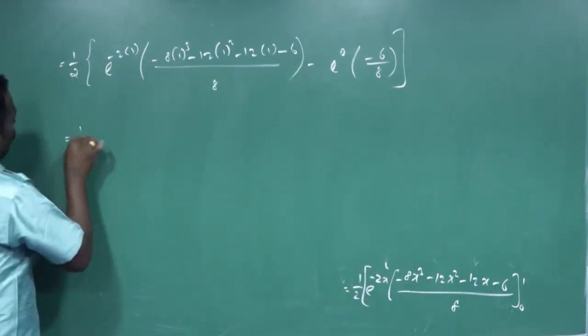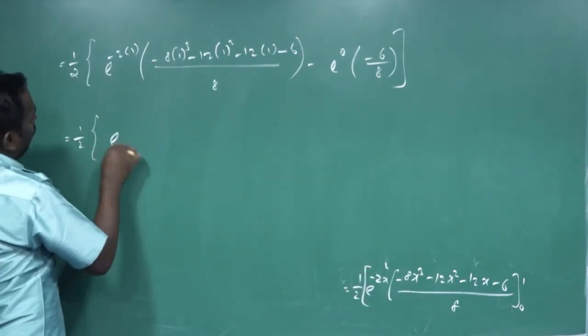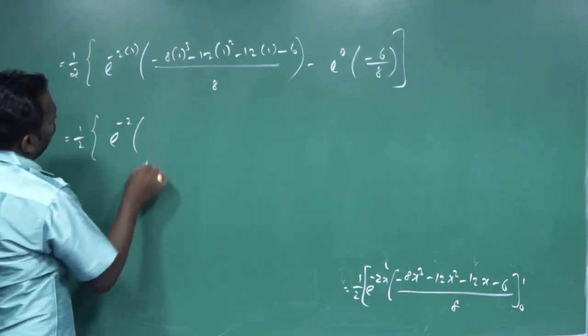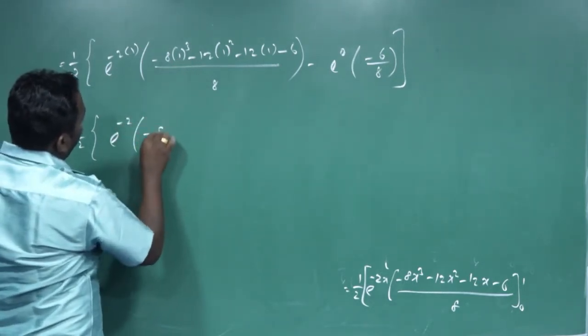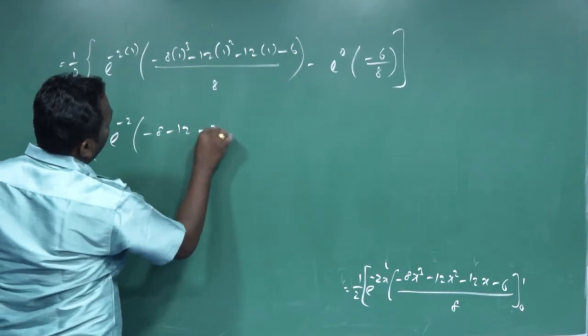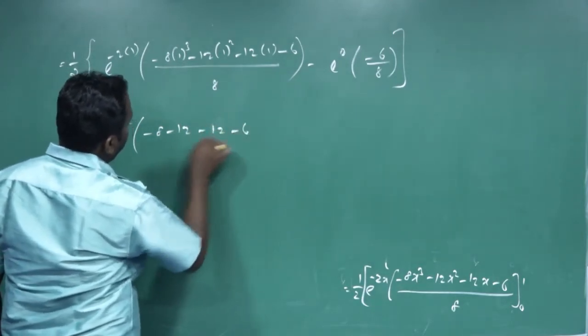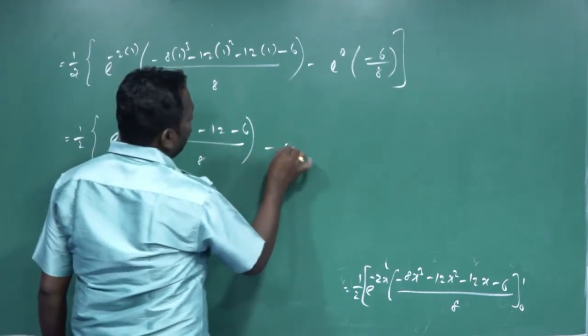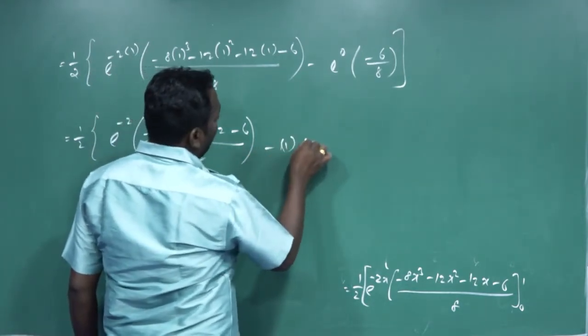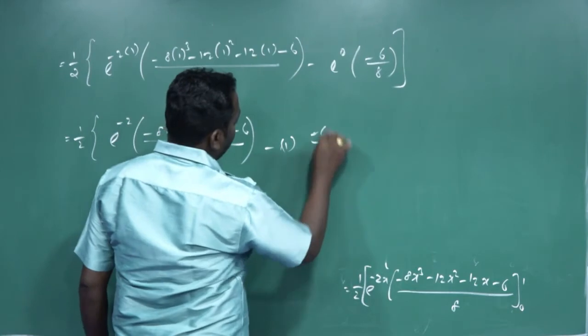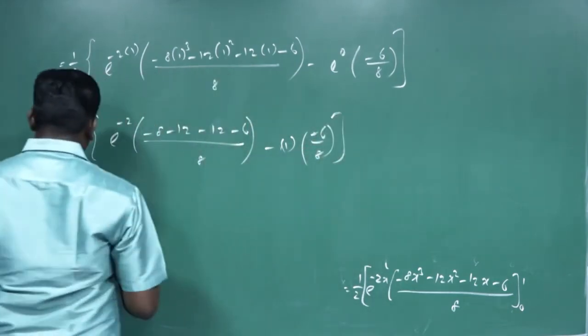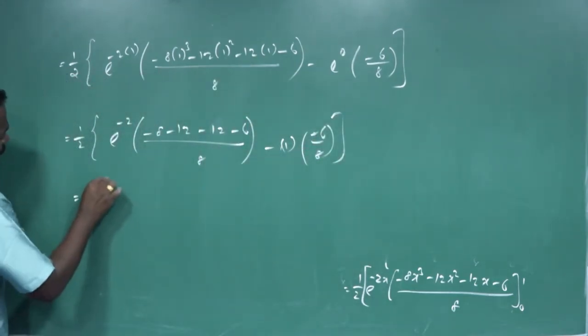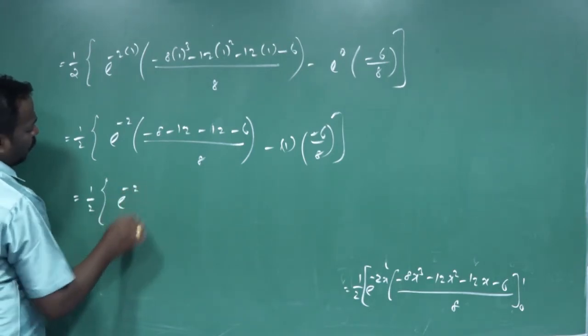Now that is equal to 1 by 2 within the bracket e power minus 2 within the bracket and multiply by minus 8, then minus 12, plus 12, minus 6 by common denominator 8, and then minus e power 0, that is equal to 1, and minus 6 by 8 as it is. That is equal to 1 by 2 within the bracket e power minus 2.